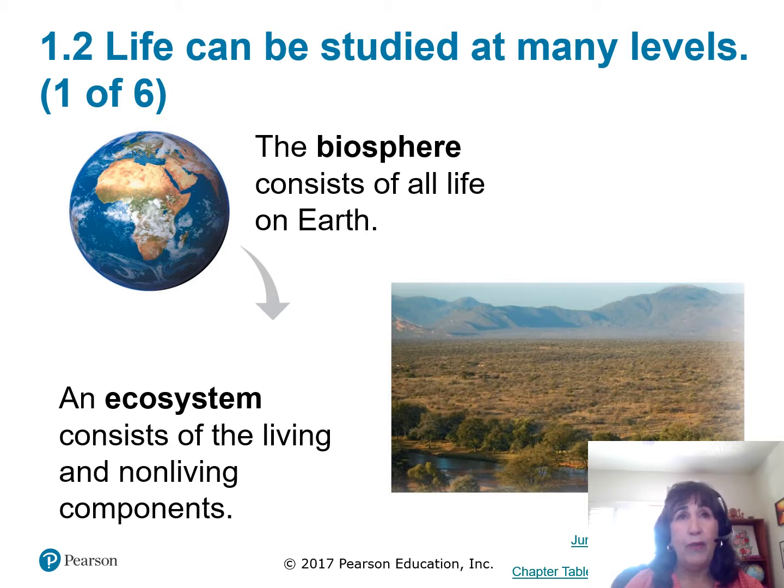If someone's talking about global warming and it's on the news, then they're talking about studying life at the biosphere level. Then the next level is an ecosystem. An ecosystem consists of living and non-living components. So we are living in the Chihuahuan Desert, so this would be a desert ecosystem.